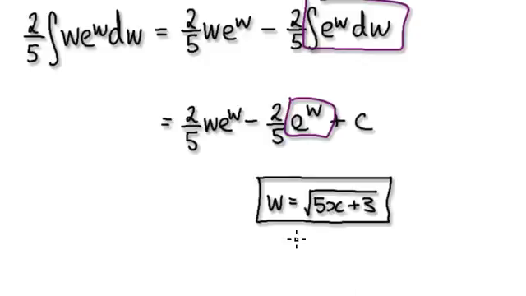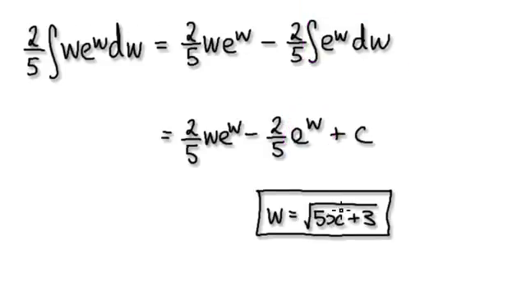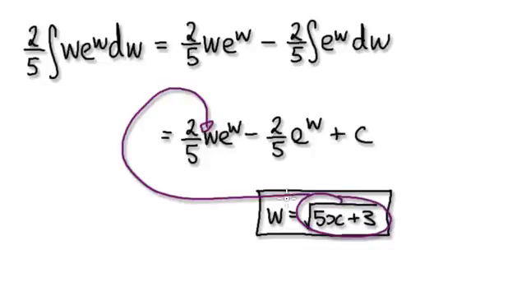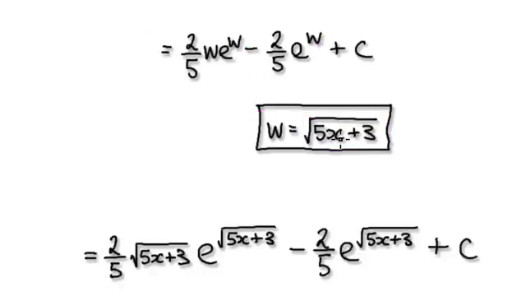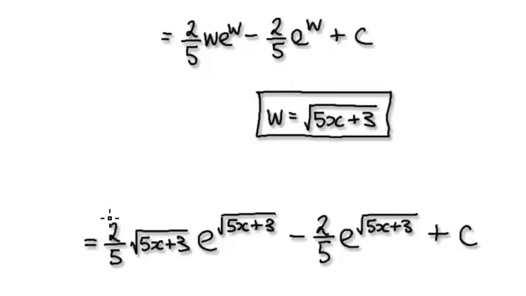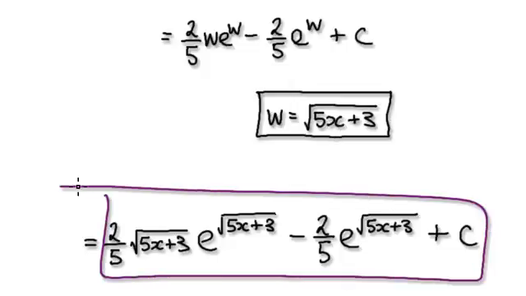And then remember, we said earlier, let w equal this thing here. So now we can put this thing back into the w, and then back into this w here, and then back into this w here. So this thing here will then become this. So overall, your answer will be this. Okay?